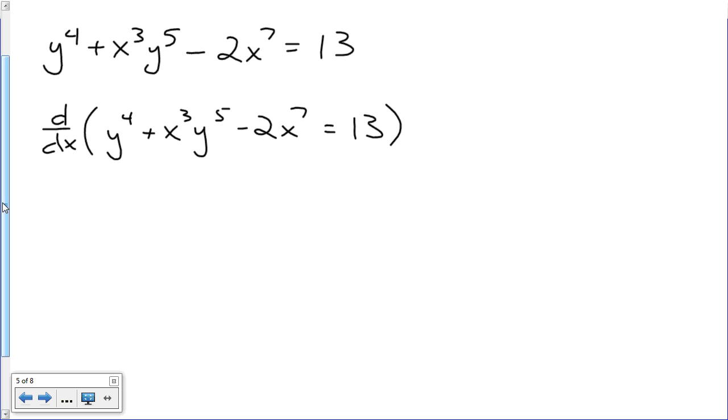Take the derivative of the first function, y to the 4th. And again, think of chain rule. Anytime you see a y show up and you're going to take the derivative of that, use chain rule. That'll help you get the y prime, or the dy dx, to show up properly.